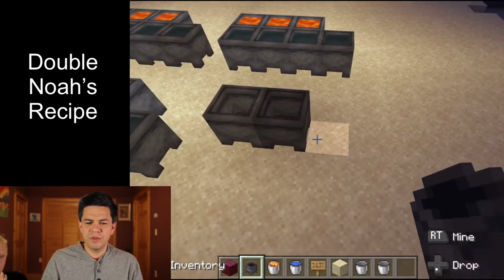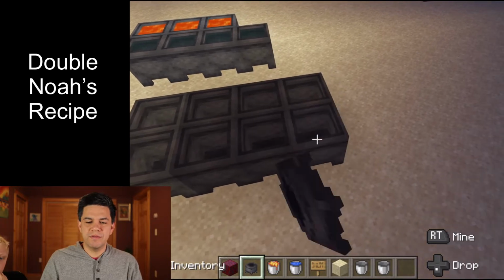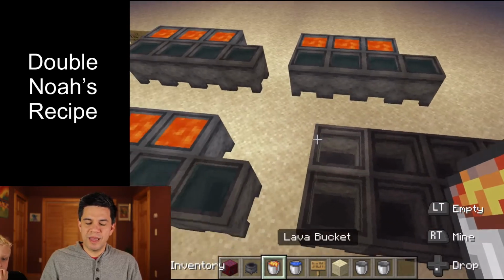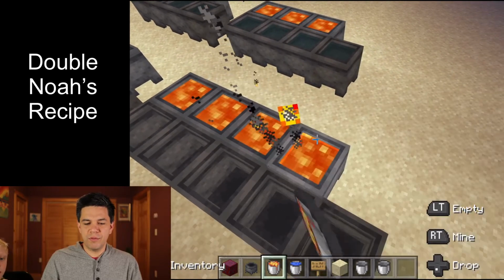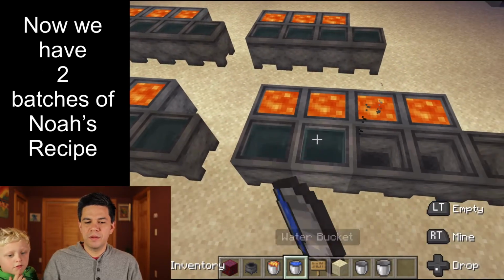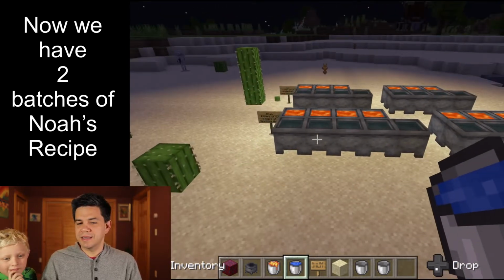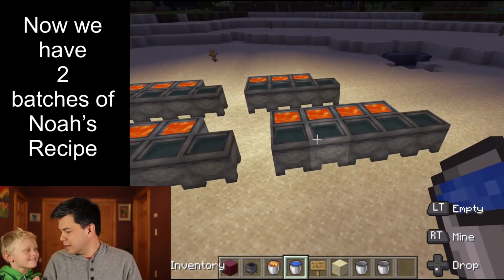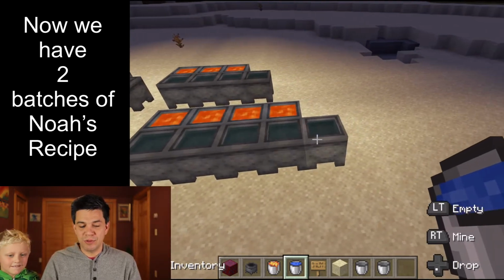1, 2, 3, 4. 1, 2, 3, 4, 5. So we're going to have 4 orange juice. 1, 2, 3, 4. Wait, place the lava on the ground. Place the lava on the ground, Dad. All right, I'll try that in a second. So we're basically just doubling Noah's recipe, right? This is basically 2 batches of Noah's recipe.